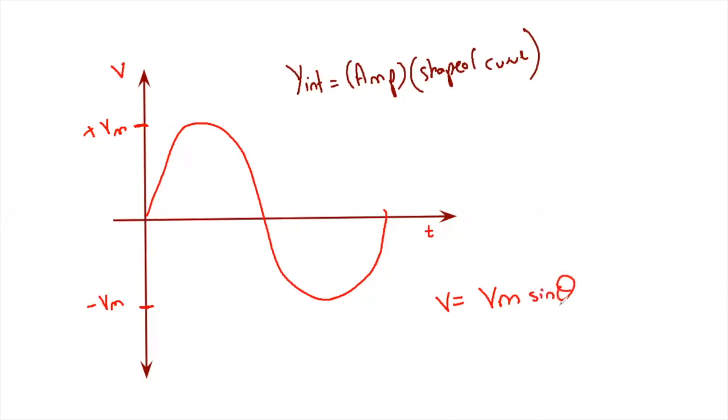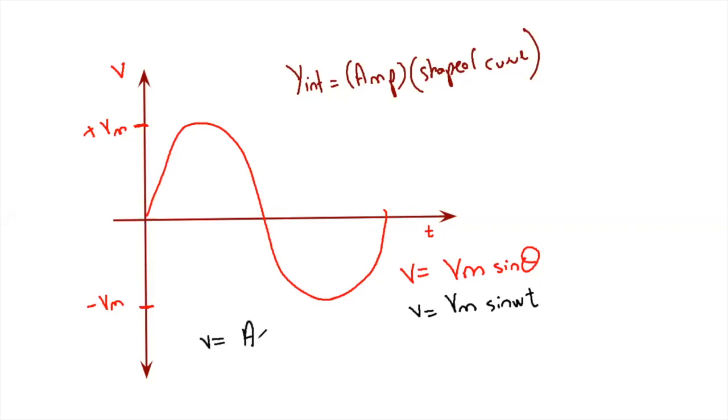But just like the last time, this is my raw formula. This is not the refined version of the formula. Now, I know that theta, or the angle, is basically omega t. So Vm sine omega t. But there's one thing that we still have to do. That is this: V is equal to A omega sine omega t.